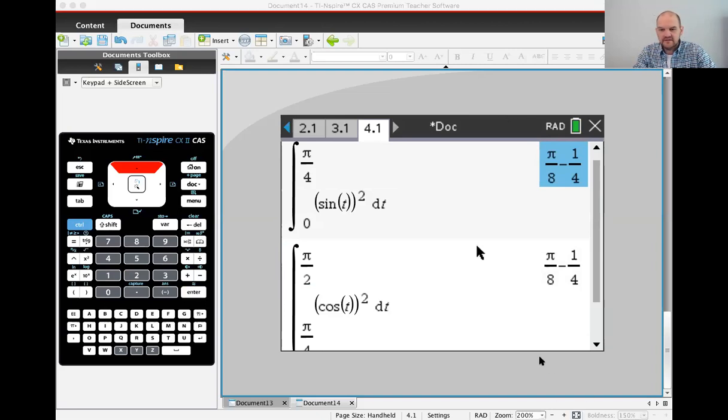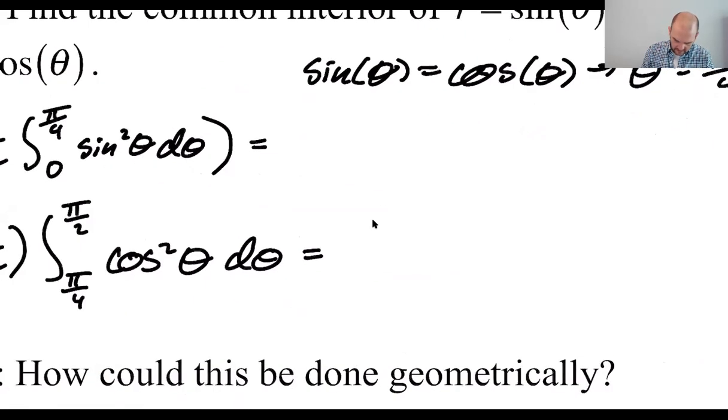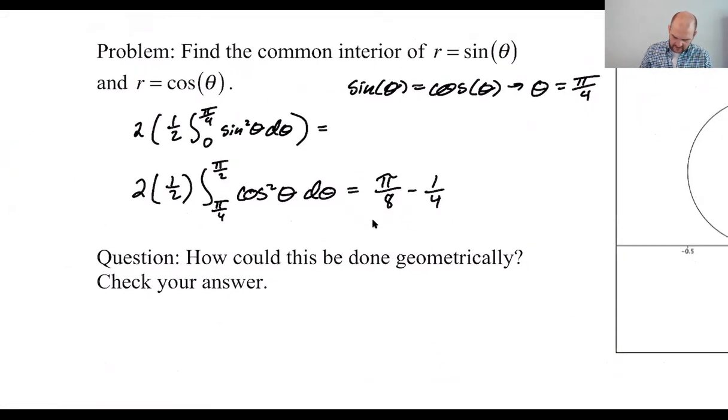So what did I get? Pi over 8 minus 1/4. All right, let's write that down. So this is pi over 8 minus 1/4. Let's do a better job of writing a 4. 1/4. How can we do this geometrically?